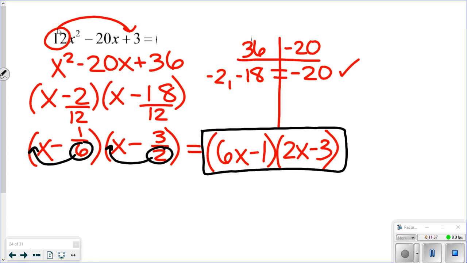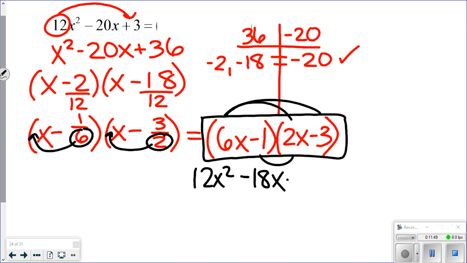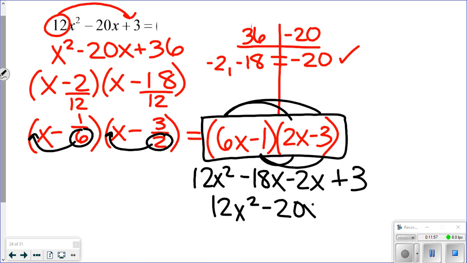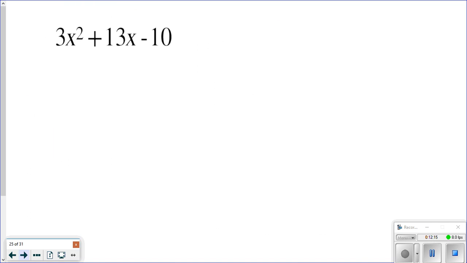And this seems a little weird because we haven't done one like this, so I'm going to check my work just in case. Combine my like terms. And this is what we started with up in the beginning, so we know that we're correct. All right, pause and try this one.